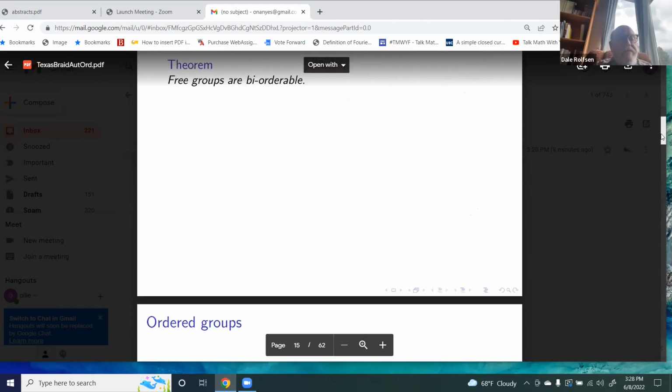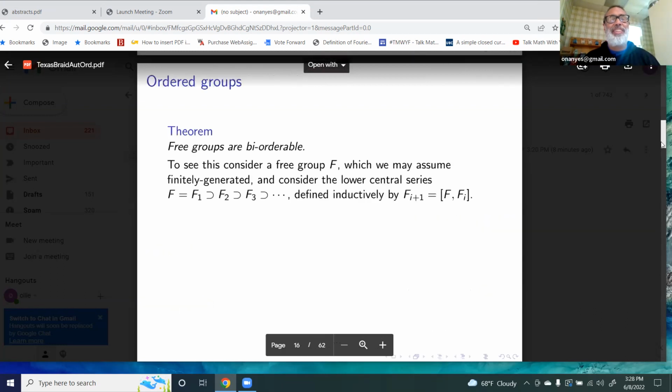Now the theorem: free groups are bi-orderable. To see this, look at the lower central series. It's the descending series of subgroups defined by F_{i+1} generated by commutators of F with F_i, the previous one.